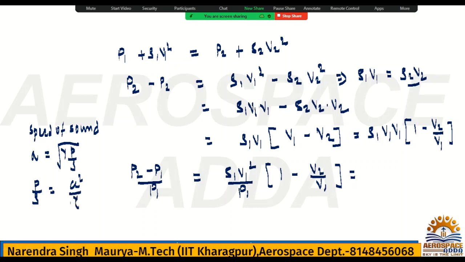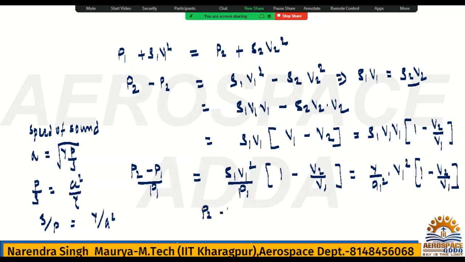Okay, so here you can write rho 1 by p 1. So it is rho by p, hence you can write gamma by a square. So rho 1 by p 1 will be gamma by a 1 square into v 1 square in bracket 1 minus v 2 by v 1. In short, I am doing this, okay? P 2 minus p 1 is equal to p 1 gamma, what is given by a 1? It is m 1 square in bracket 1 minus v 2 by v 1.